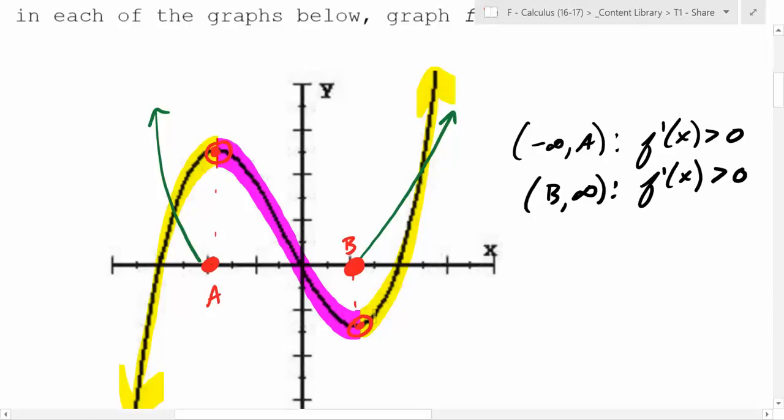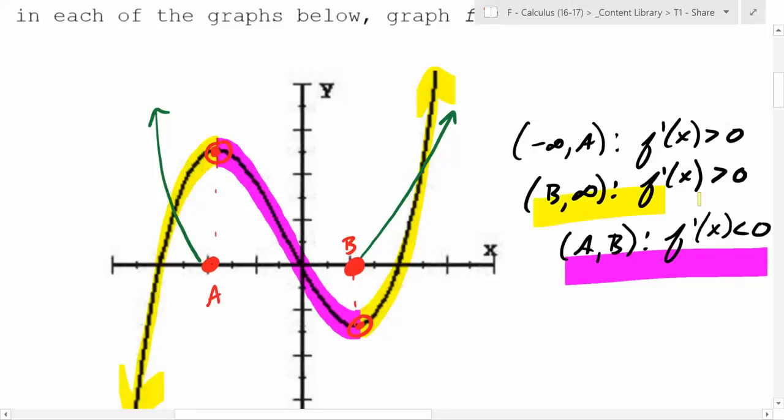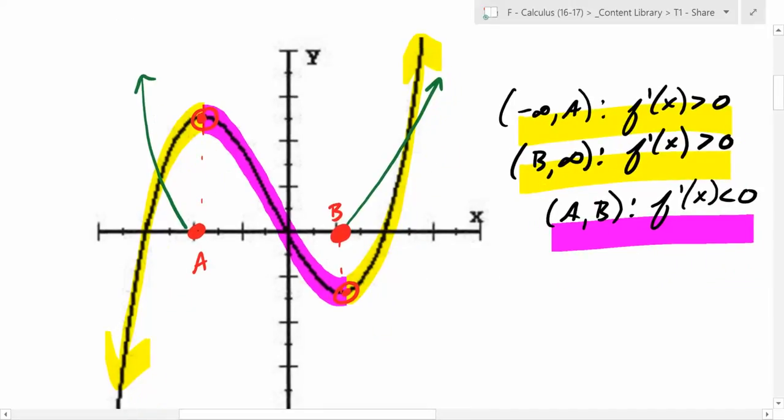Because from here to here, are you going up? Are the tangent lines positive or negative? Look at the yellow highlighting. Positive. Exactly. So then what about from A to B? F prime of x is what? So that's the purple right here, and then these are the yellow right there. So where does the derivative function go? Below the x-axis or above? Below. So what shape do you think that green one is? What does it look like? Looks like a parabola. It does look like a parabola.